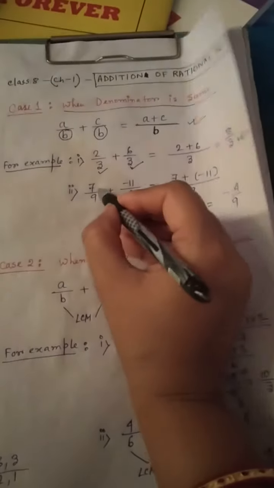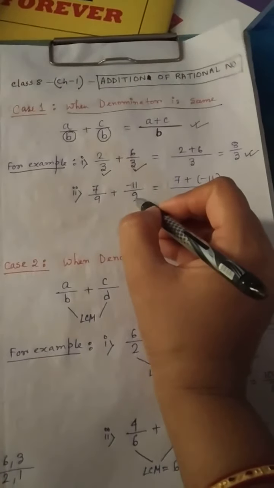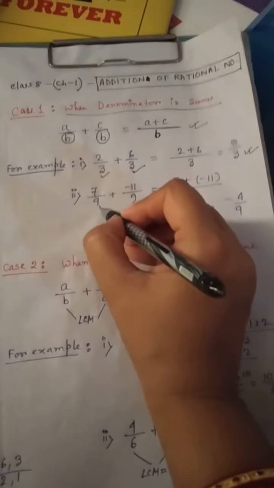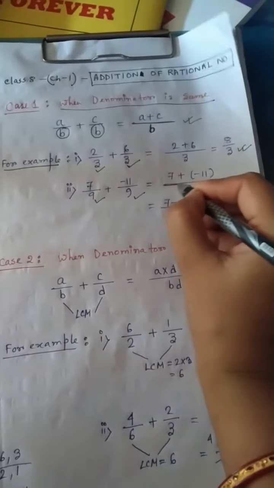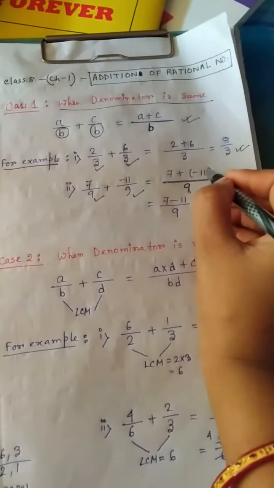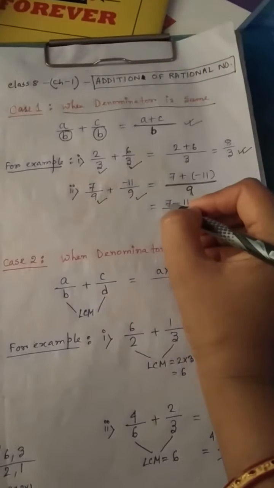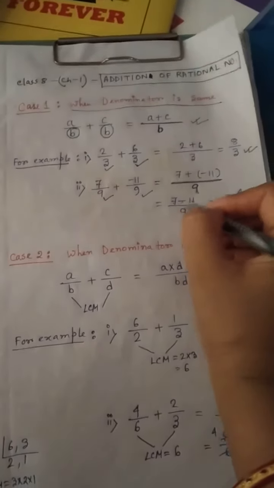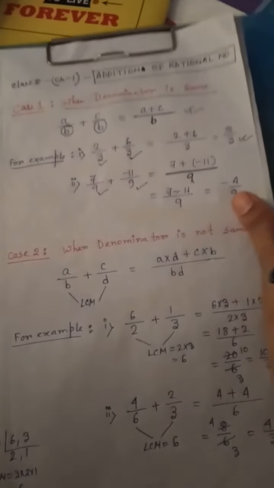Same here, 7 by 9 plus minus 11 by 9. Now here also the denominator is the same, so we put 9 here, and in the numerator we put 7 plus, within brackets, minus 11. Now plus minus is minus, that means 7 minus 11. Ultimately we get minus 4 by 9 as your answer.